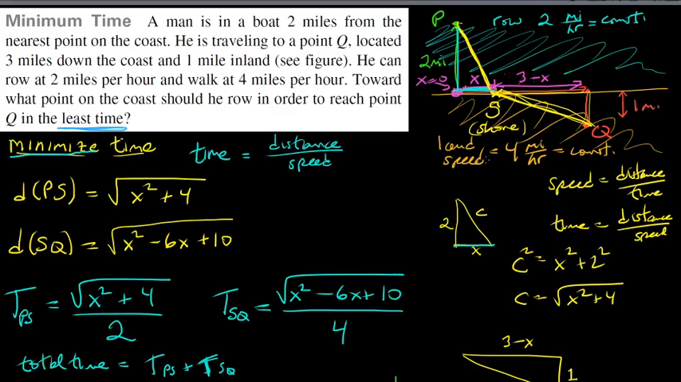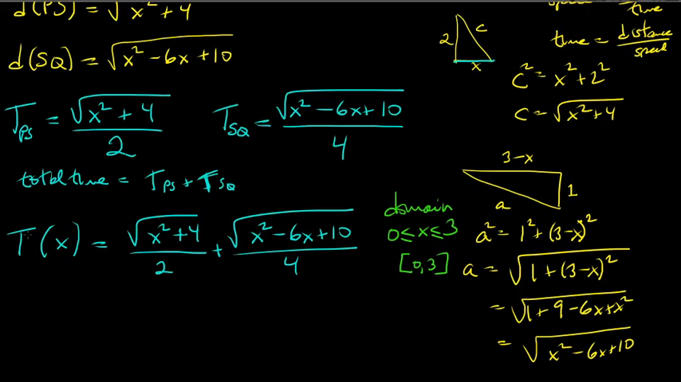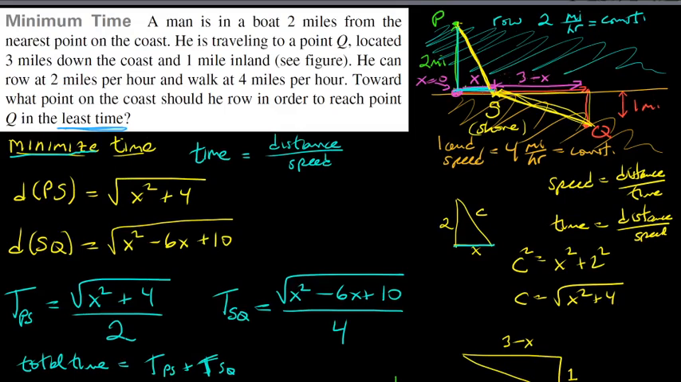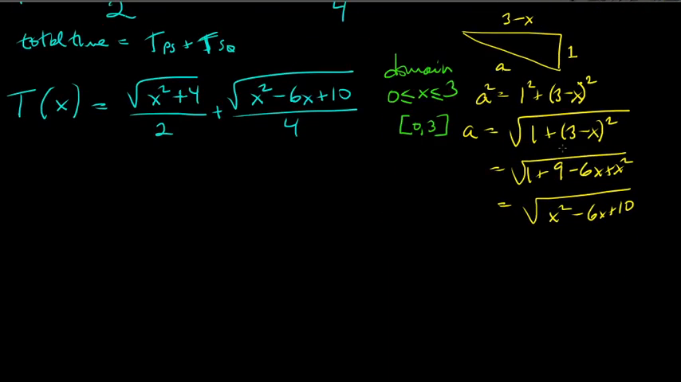Make sense? Okay, so everyone okay so far? This is the total time to go from point P to point S, and then from point S to point Q. So, how do we minimize this time? Usual way, critical numbers, right? Take the derivative and set it equal to 0, or determine where the derivative does not exist. Either way.